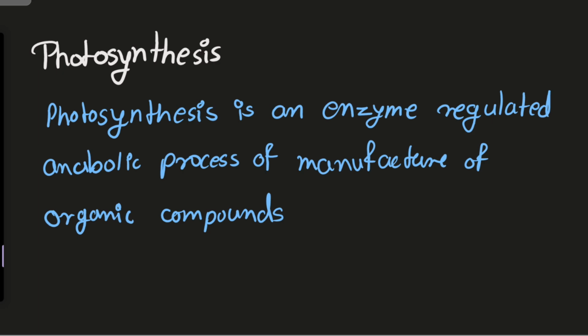Photosynthesis is an enzyme regulated anabolic process of manufacture of organic compounds. In simple words, the process by which plants make their own food in the form of organic compounds using enzymes, carbon dioxide, water, and sunlight as a source of energy.